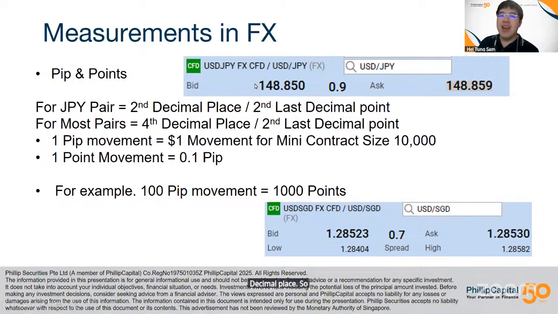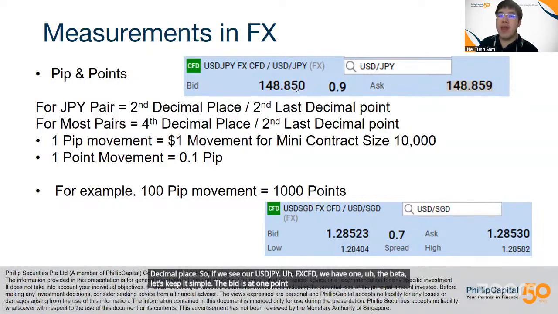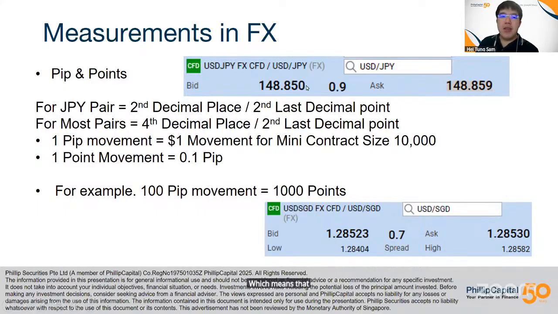If we see our USD JPY FX CFD, we have the bid. Let's keep it simple. The bid is at 148.850, which means that the pip is the 5 in the second decimal place. If the movement is 1 cent of yen, it is considered one pip. But the minimum movement is 0.1 pip, which is the third decimal place.